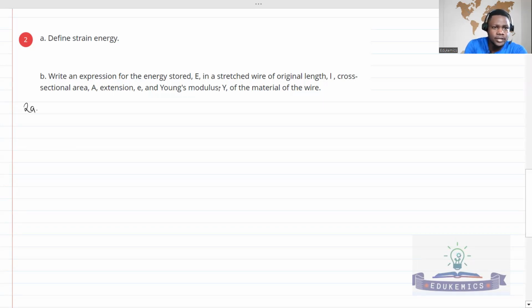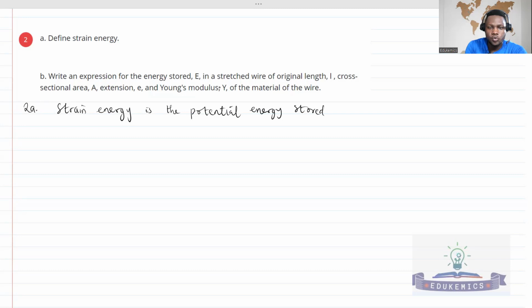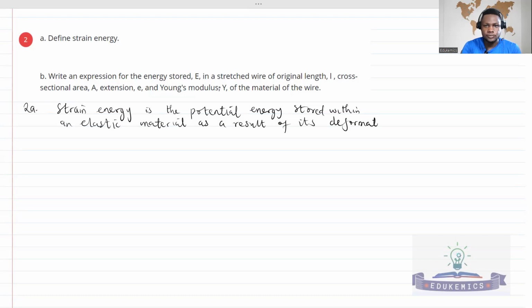So let's define 2A. The strain energy is the potential energy stored within an elastic material as a result of its deformation by external forces. So that's the definition of strain energy.